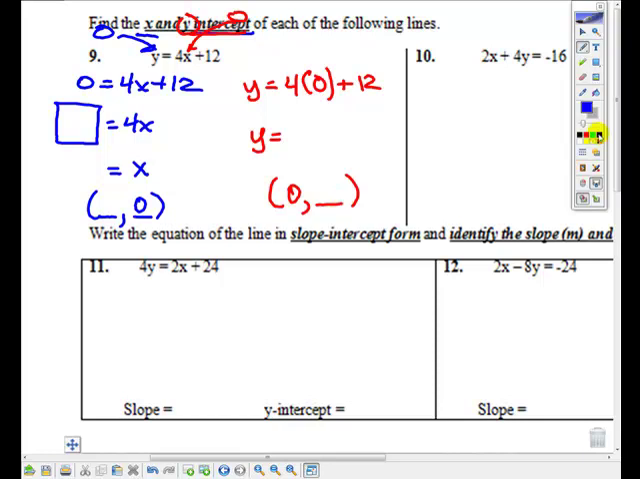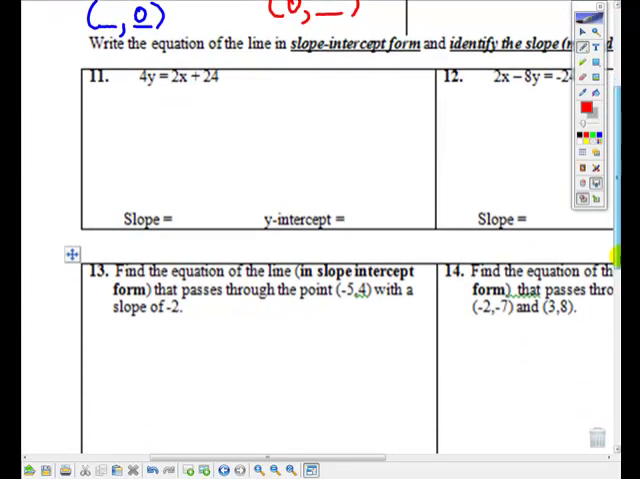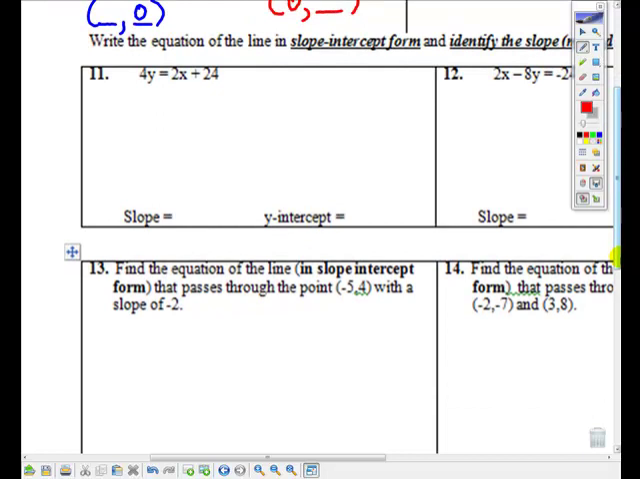The same type thing goes on over here for number 10. We need to put a 0 in for y to find one of these values. We need to put a 0 in for x to find the other of the values. And as we go down here to 11, once again I'll remind you, pause the video if you're needing time to work.